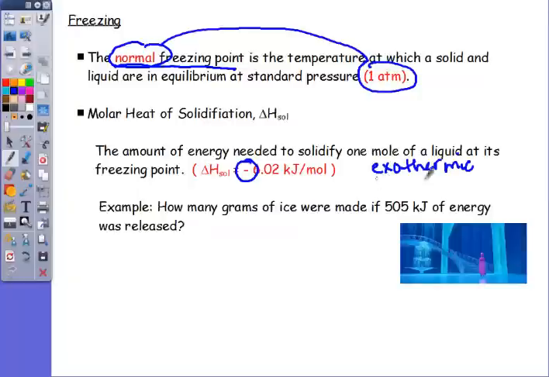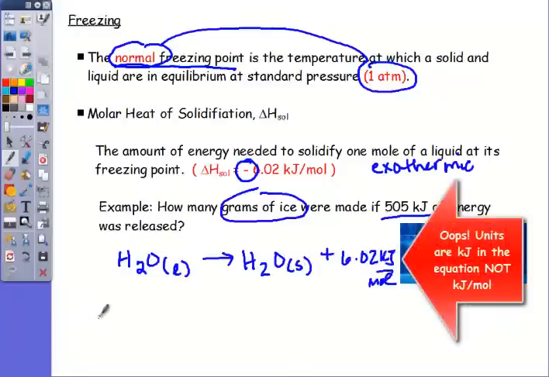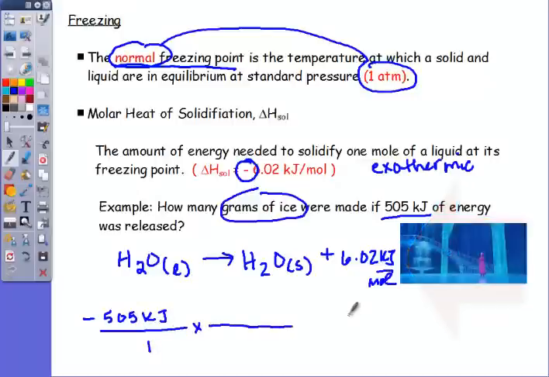This problem asks us to calculate the grams of ice if 505 kilojoules of energy is released. I'm freezing water, so I'm going from liquid water to solid water. And I know that that is going to give me 6.02 kilojoules. The problem asked me to figure out how many grams of ice were made if 505 kilojoules of energy was released. So I do the 505 kilojoules, put that over 1. It's negative because that energy is being released.